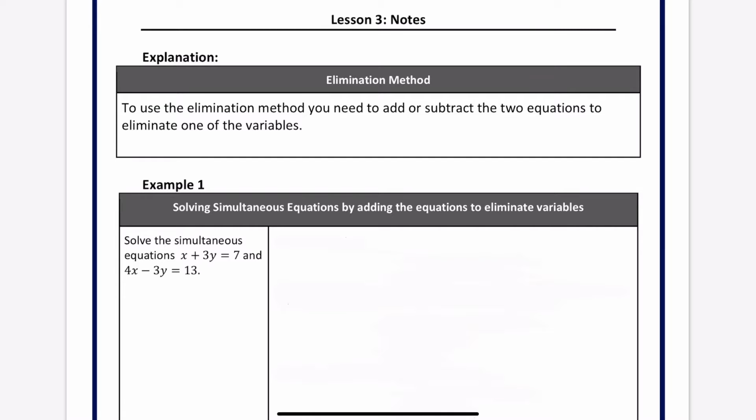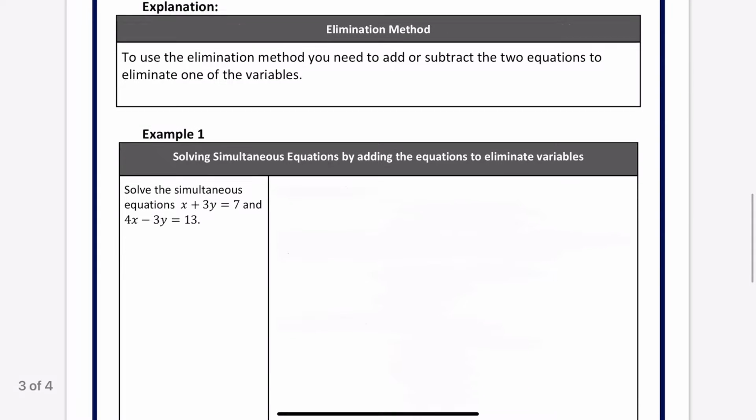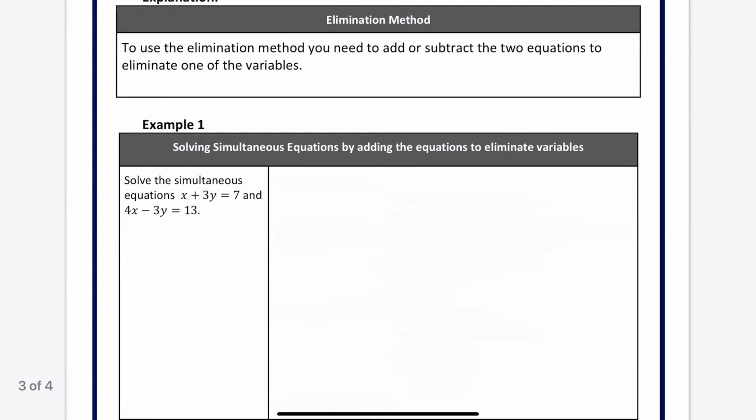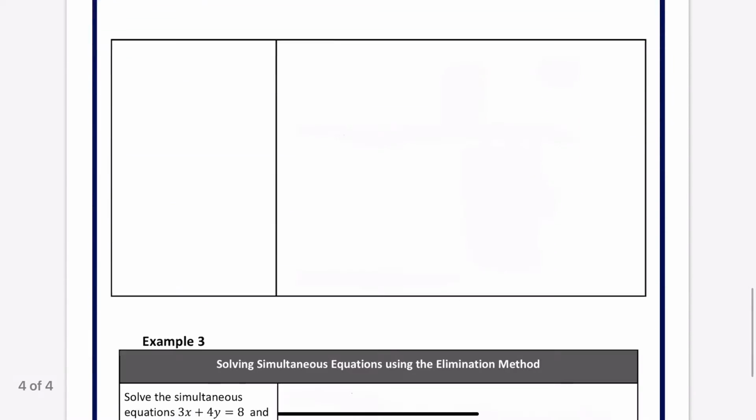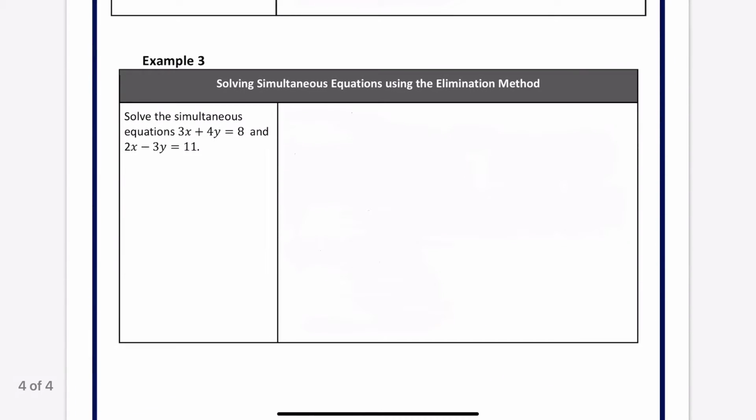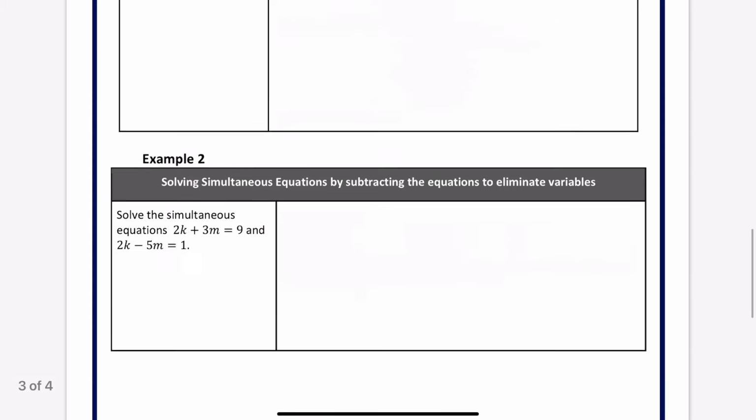Hey everyone, in this video we're going to go through the elimination method. So to use the elimination method you need to add or subtract the two equations to eliminate one of the variables. This is used for simultaneous equations and we're going to go through one that's adding, one that's subtracting, and then we're going to choose which one to use.